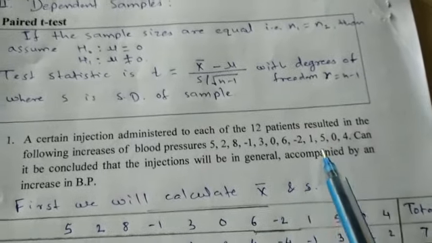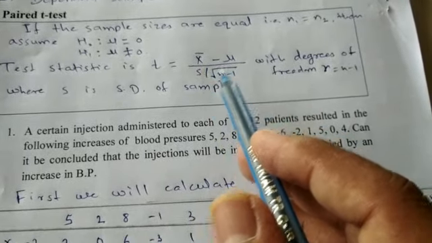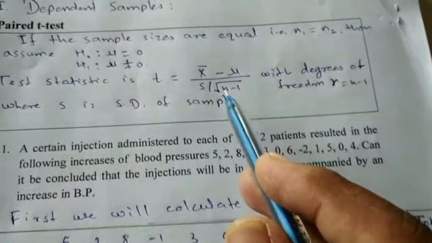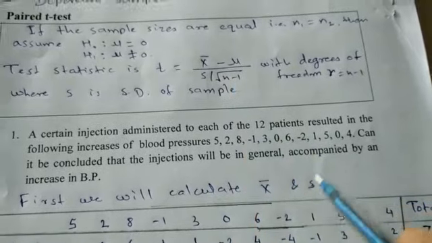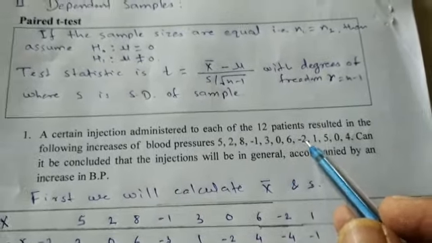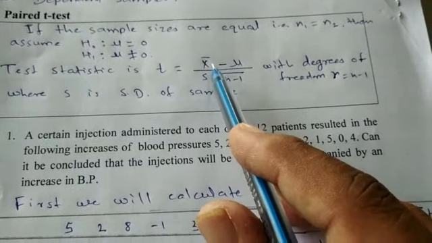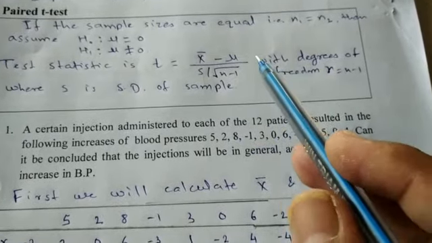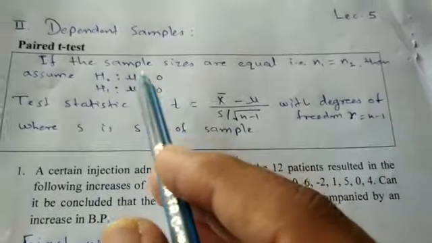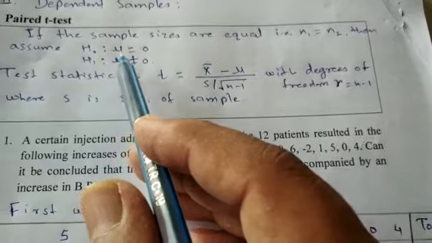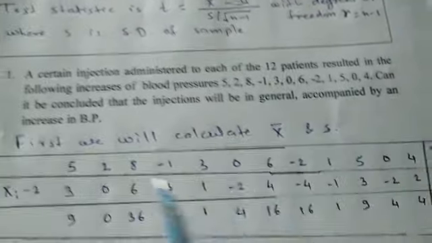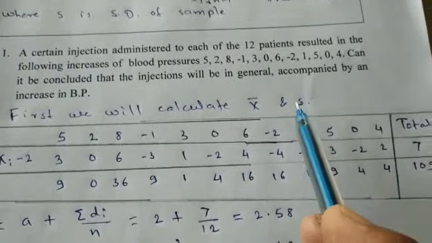So the paired t-test formula is x bar minus mu divided by s divided by under root of n minus 1. So here the value of n is given. N is 12. Now the values of x are given. We have to find out x bar, then we have to find out mu, and we have to find out s. But observe here, in our null hypothesis, we are considering mu equal to 0. So we will find out x bar and s. So first we will calculate x bar and s.